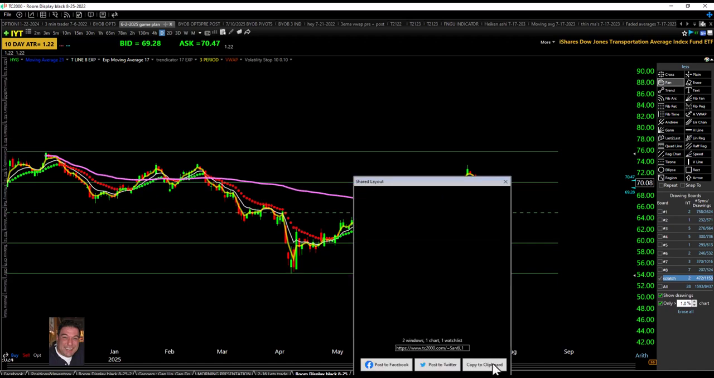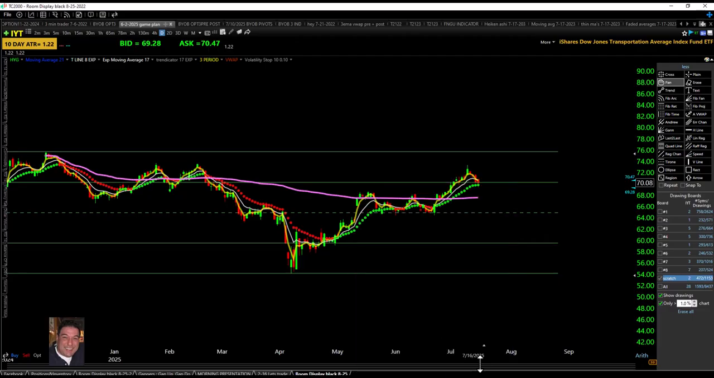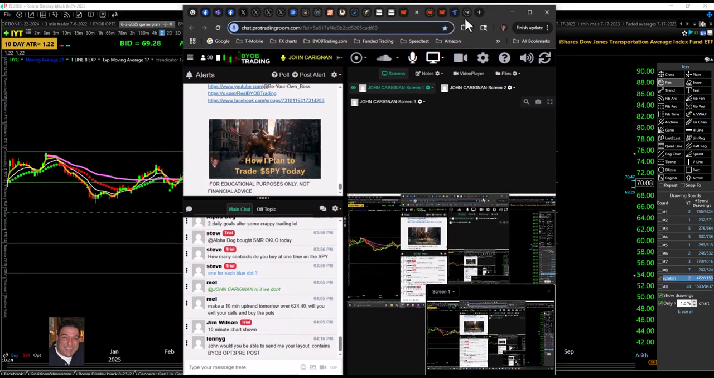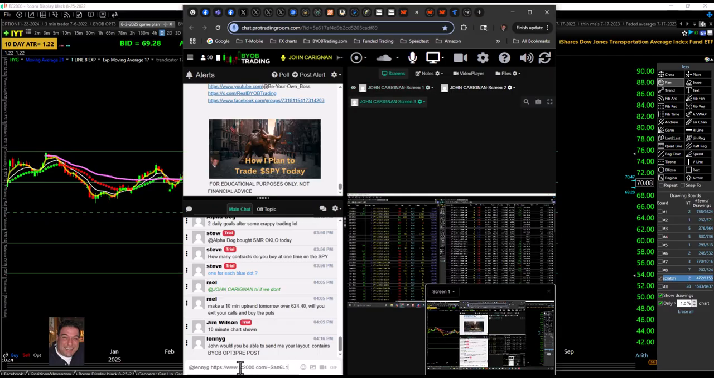All right. So I copy it to the clipboard. And then I can see how Lenny asked for it right here. And I just tap his name and then I put it right in here. Okay, so there's that link for that TC2000 layout right there.